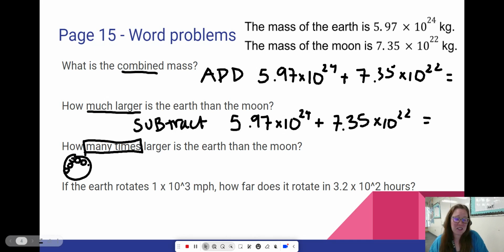Okay, it looks like a chocolate chip cookie, but I'm imagining taking the whole Earth and squeezing tiny little moons inside it. How many times would that fit inside? Well, really what we're doing is we're taking the Earth and splitting it up into chunks that are the size of the moon. What operation splits things up? Divide. Okay, so that is probably one of the most challenging things right there, is how many times larger means divide. Okay, so go ahead and write that down.